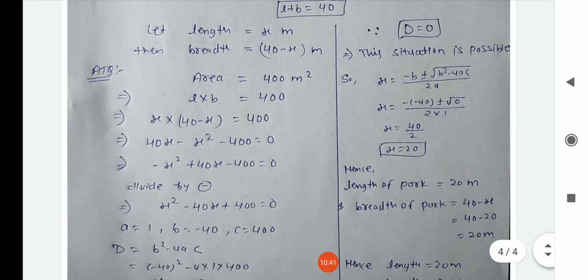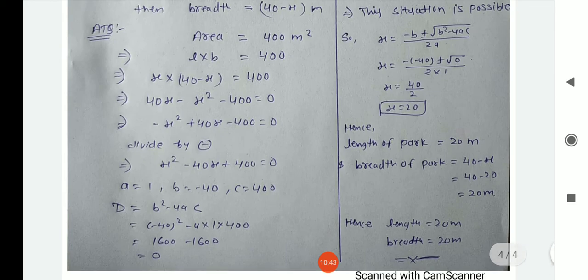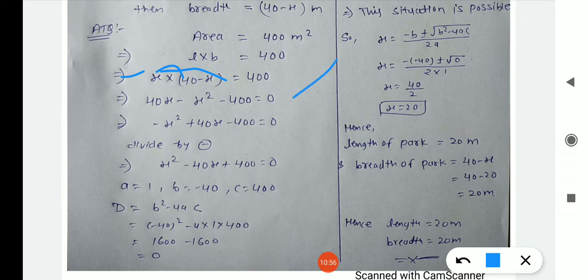So we know that area of rectangle is length into width. So simply length is x, and width is 40 minus x. So x multiplied with 40 is 40x, and x multiplied with minus x is minus x square, and this 400 shifts to LHS, it becomes negative. So our equation is minus x square plus 40x minus 400. Now divide by minus, it simply becomes x square minus 40x plus 400. So here a is what? 1, b equal minus 40, and c equal 400.